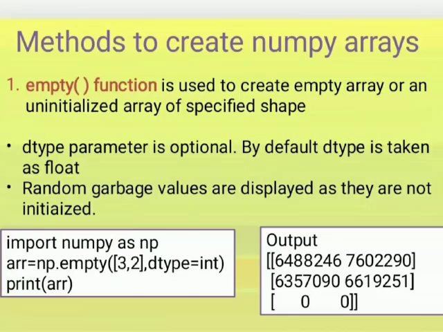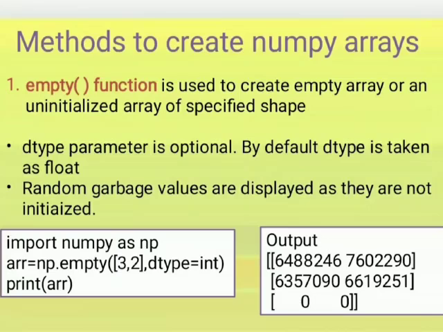Now let us discuss the various methods to create numpy arrays. First is the empty function. First of all, we will just have a look at the program and the output, then the theoretical discussion. Import numpy as np. This statement is compulsory. This will always be the first statement of the program whenever we have to create numpy arrays. Now arr is equal to, arr is the name of the array, is equal to np.empty. Empty is a function which is used to create an empty array or an uninitialized array of specified shape.